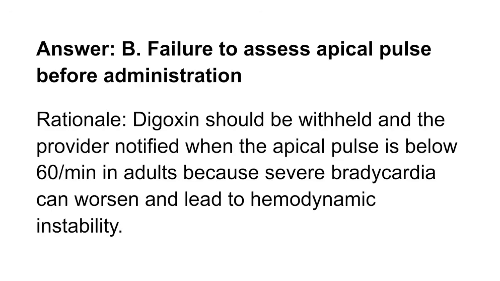Rationale: digoxin should be withheld and the provider notified when the apical pulse is below 60 per minute in adults, because severe bradycardia can worsen and lead to hemodynamic instability.